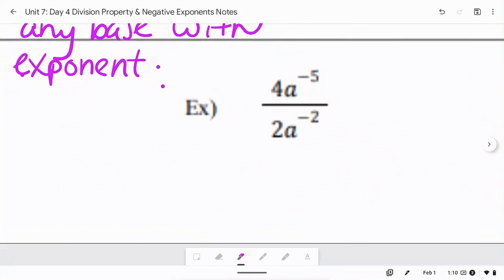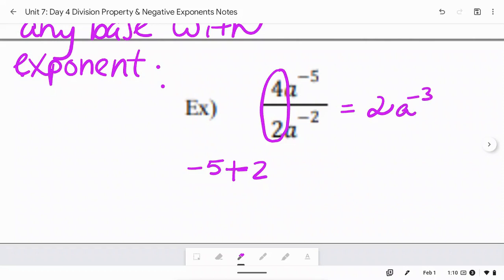In the next example, it's a division problem. So we're going to reduce 4 over 2, and that just equals 2. And then subtract the exponents. But be careful, when you do -5 minus -2, a double negative makes a positive. So you would get a to the -3rd power.